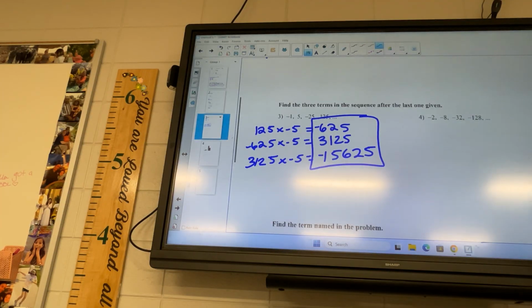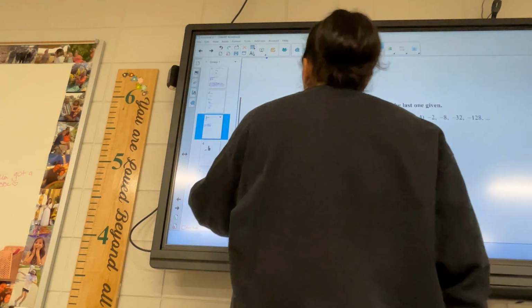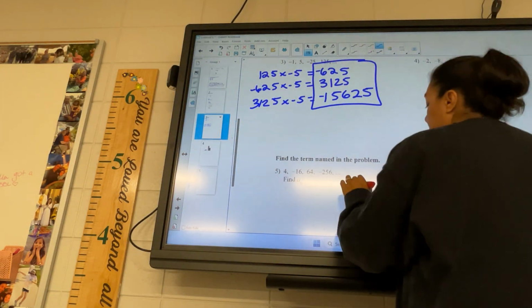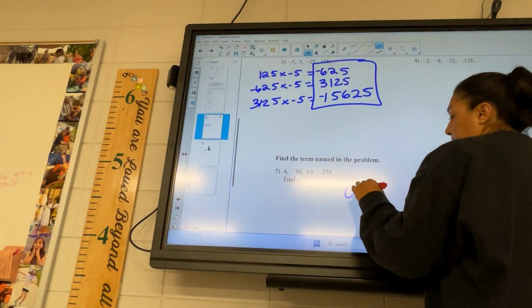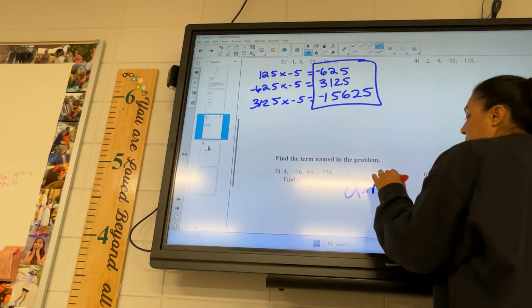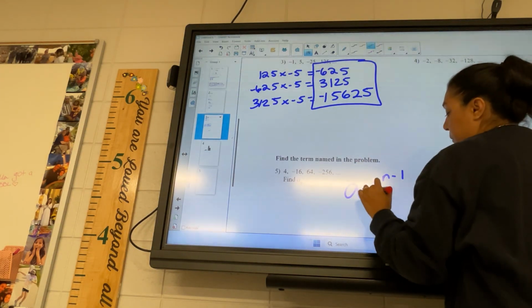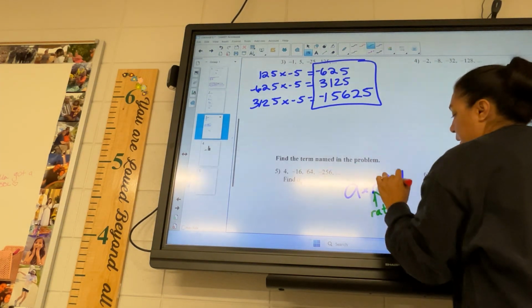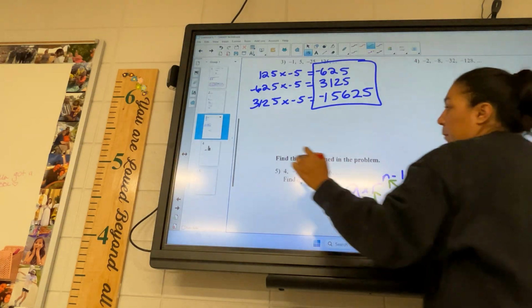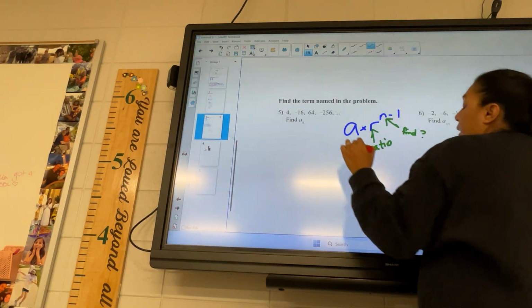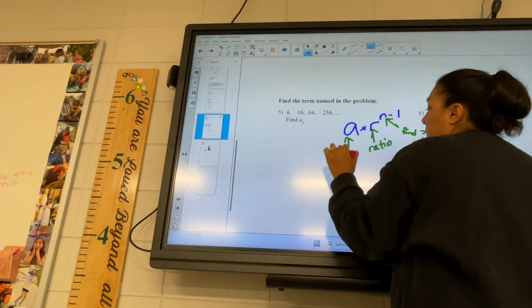Okay, find the term named. Who remembers the formula? It does start with an A. A times R to the n minus 1. Okay, the easiest part on there is the R. What does the R stand for? The ratio. Okay, so my R is my ratio. My N is the one I'm finding. Okay, and my A is my first one.